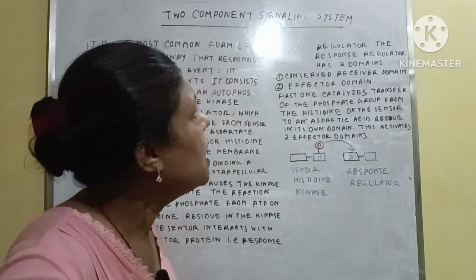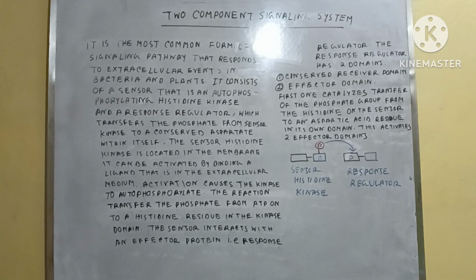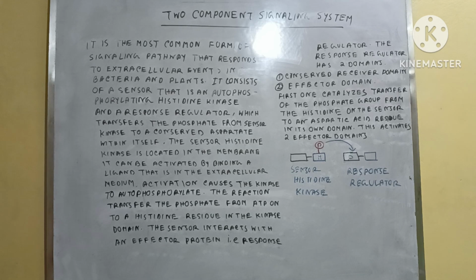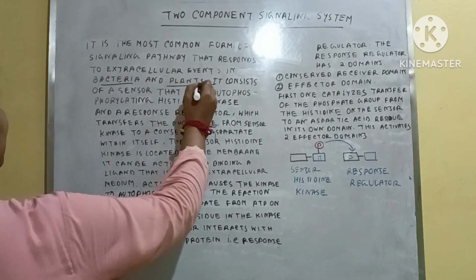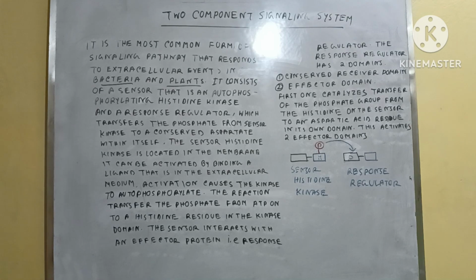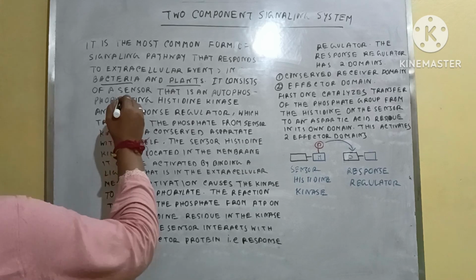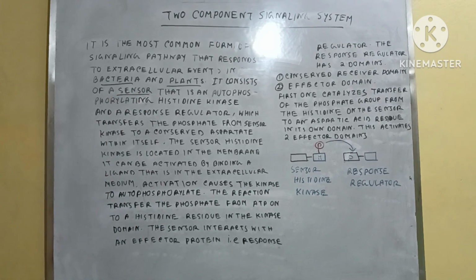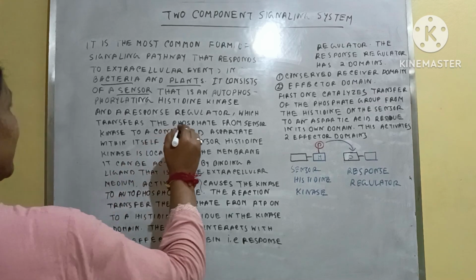Okay. So here the signaling system, that is the two component signaling system. It is the most common form of the signaling pathway that responds to extracellular events in bacteria and plants. This type of signaling system is seen generally in bacteria and plants. Here two components are involved in the signaling system. It consists of a sensor and a regulator.